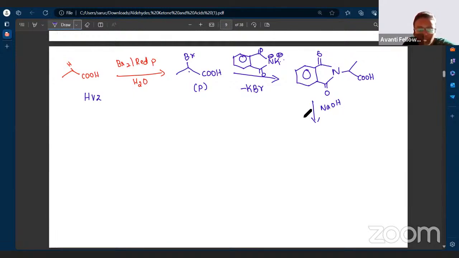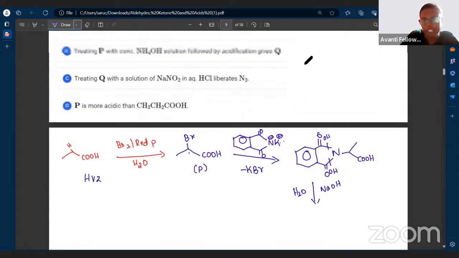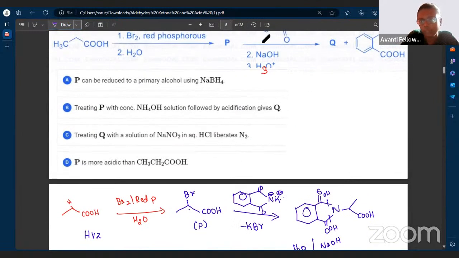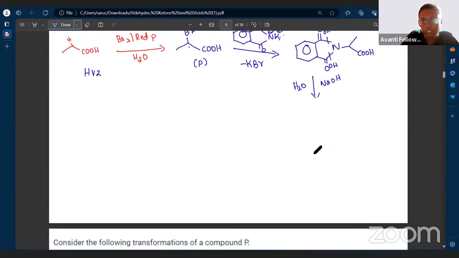When you do hydrolysis, what would be the problem? When you react it with a base and you're doing the hydrolysis, the acid will get separated. One of the products is already given in the question. So it is a 1,2 dicarboxylic acid, and that is what we are going to write here.